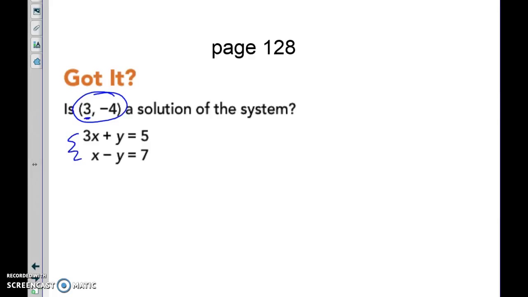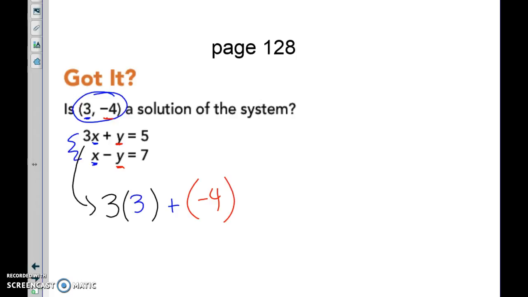So our x is 3, and I'm going to be putting in 3 for x here. Our y is negative 4. I'm going to be substituting in negative 4 for y. So I'm going to just see if these check out. So we have 3, and instead of writing x, I'm going to write 3. And then we have plus our y. And instead of writing y, I'm going to write negative 4. And we want to check if that does in fact equal that negative 5.